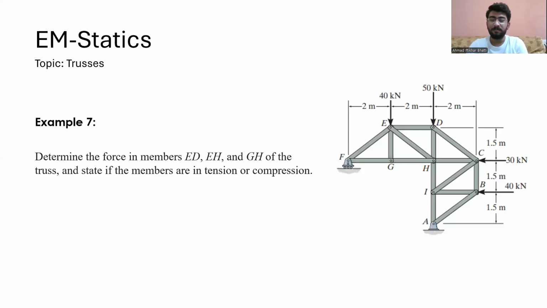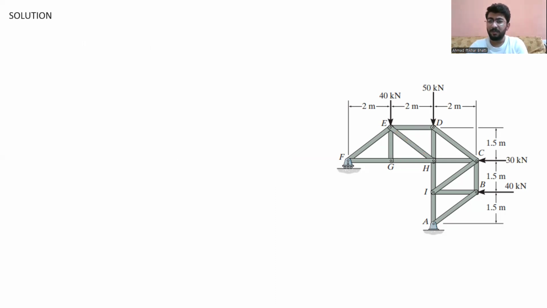In this problem, we have to find the forces in the members ED, EH, and GH of the truss, and we also have to find whether these three members are in tension or compression. But first, we have to find the reaction forces at joint F and joint A.